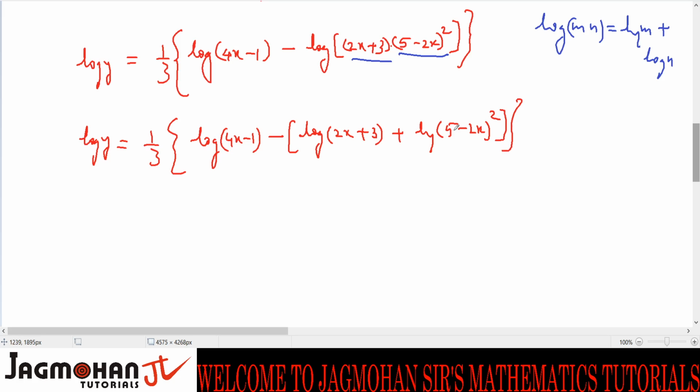Nothing to be worried about. This 2 will also become a coefficient later. Log of m raised to n, I'm talking about this. See, this will get further simplified. Log of m raised to n, so this will also become 2.